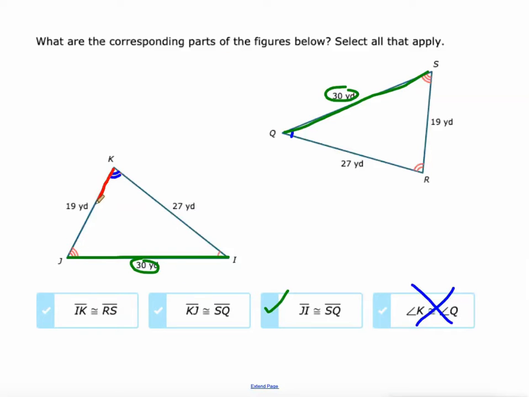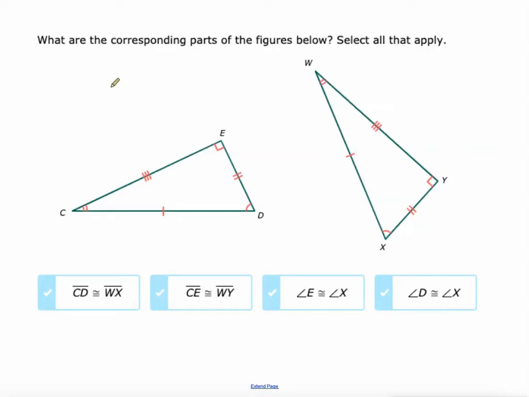KJ, which has a length of 19, is that congruent to SQ, rather? That was this one. So no, definitely not the case. And we'll check IK, which has a length of 27. Is that congruent to RS, which has a length of 19? It's not, so I'm not going to even leave that line there because it doesn't make sense to. So just that one is corresponding in this case.